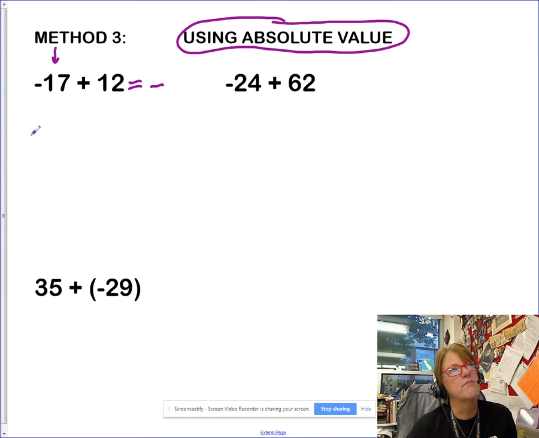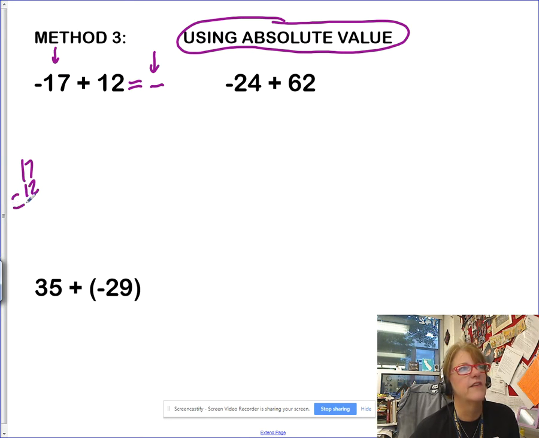In other words, basically what you're doing, you can decide the sign of your answer. It's going to be negative, and then just come off to the side with the 2 absolute values, the 17 and the 12, and find the difference. It's 5. There you go. And I know my sign has to be negative because the negative number had more power, had more absolute value.